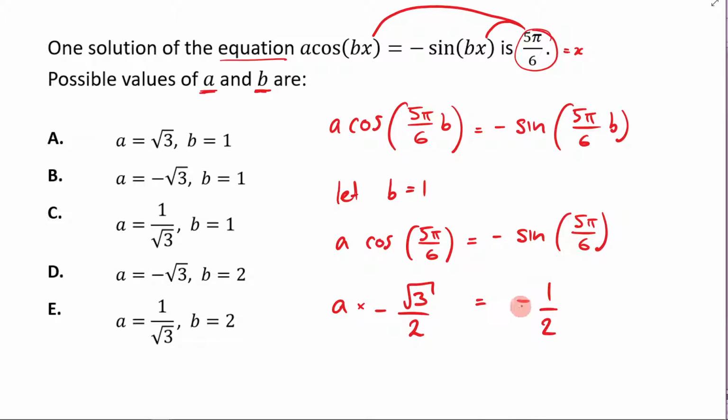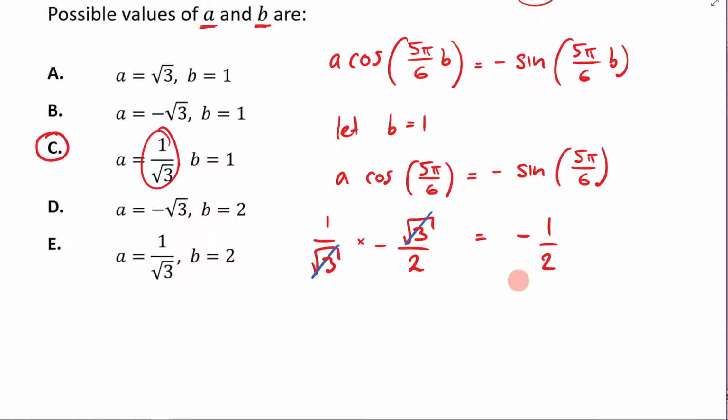If these are going to be equal to each other, I need to get rid of this square root of 3, which means a would have to be 1 on the square root of 3. If a was 1 on the square root of 3, that will cancel with that, which leaves me with, wait for it, negative a half is equal to negative a half. So my answer is C.